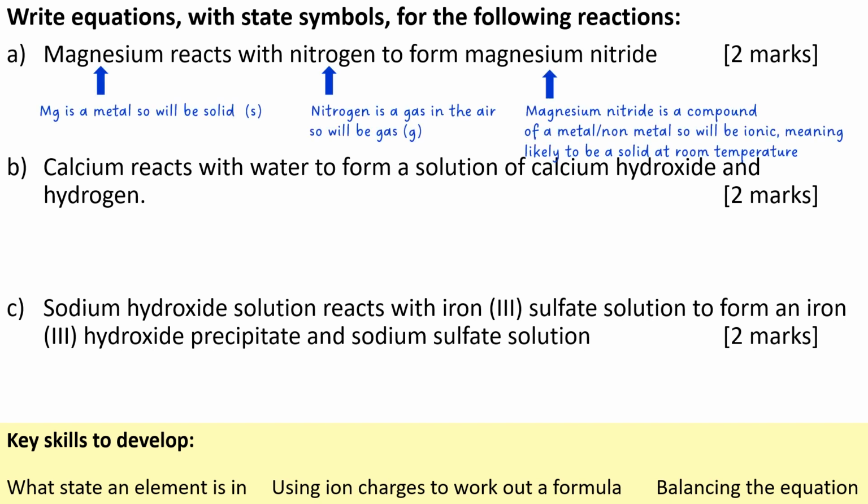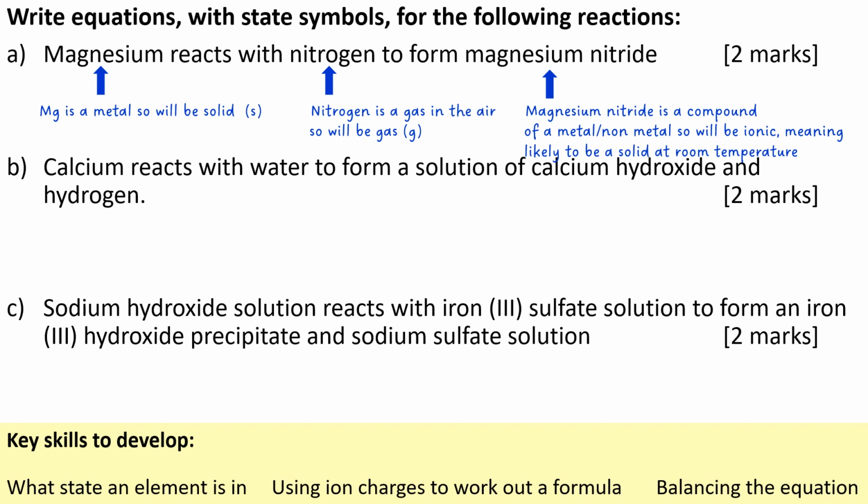So looking at the first one, magnesium is a metal, so your knowledge from GCSE would suggest that most metals, apart from mercury, would be solids at room temperature. Obviously nitrogen is a gas in the air, so you can put a G in brackets next to nitrogen.